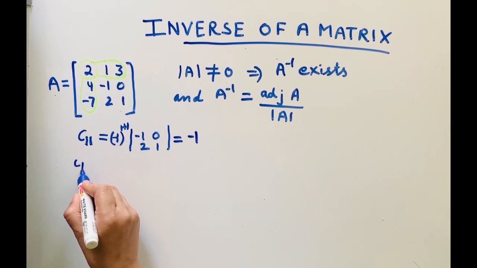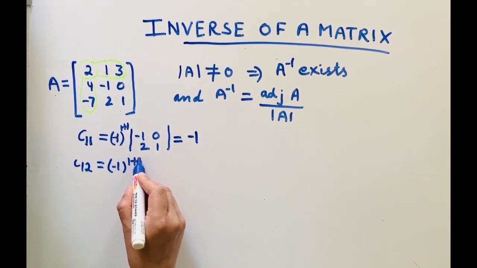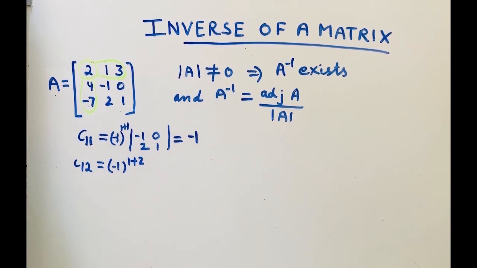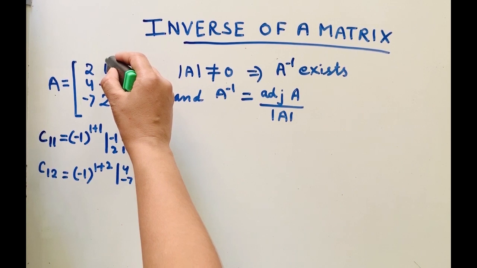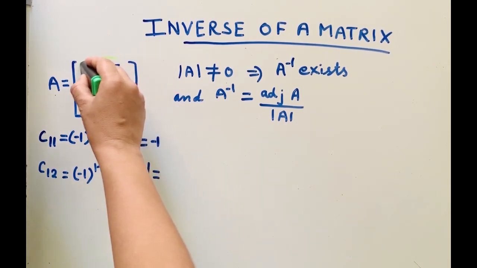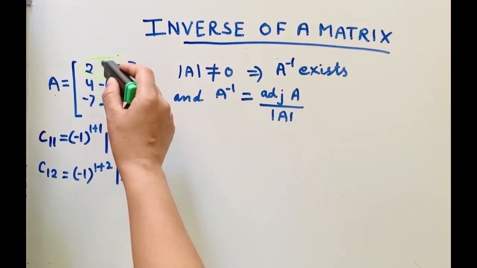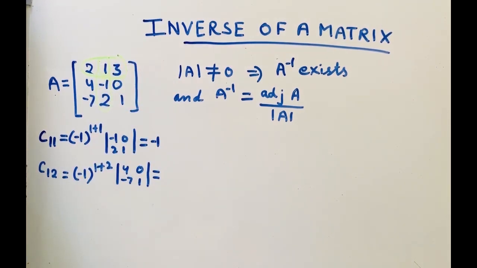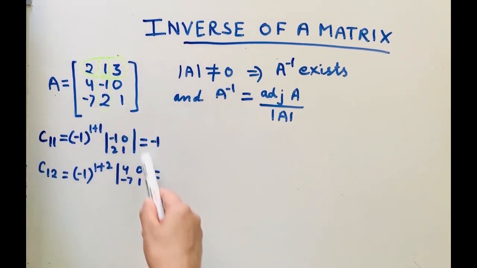The same way you can find C12 also. So C12 will be -1 to the power 1 plus 2. While finding C12, C12 is the cofactor of A12. So this is your A12. You have to remove this row and this column. So see, after removing this, what will you get? You will get 4, 4, -7 and 1, 0, 1. That I have written here.